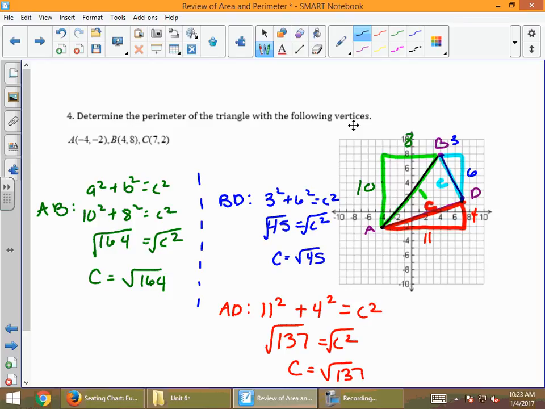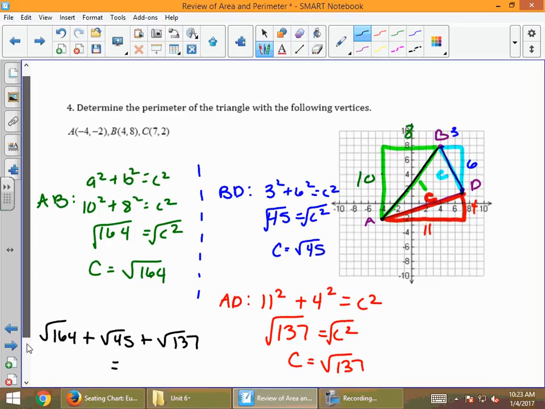Well, again, to find the perimeter, you just add up all those three sides together. Square root of 164, square root of 45, plus square root of 137. What do we get when we add all those up? Did you do the square roots? Yep. So what is it? 31.2. We round, about 31.2 units is the perimeter.